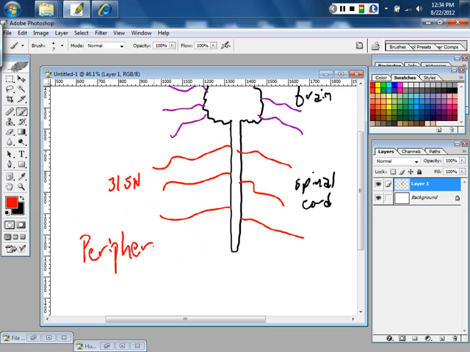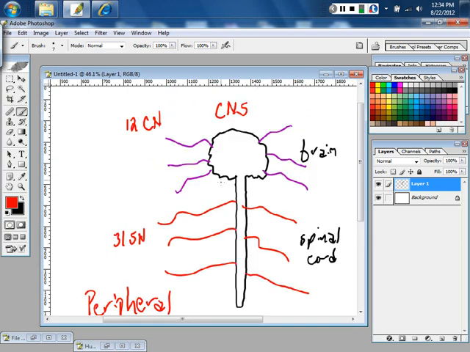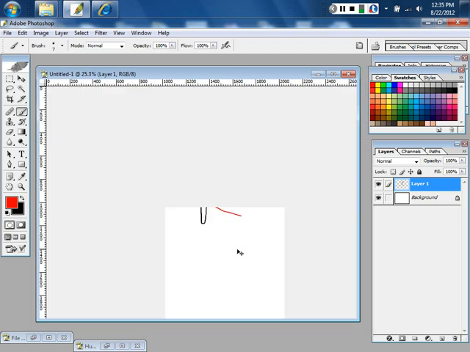So any nerves that remain within the brain and the spinal cord, those are going to be central nerves. And the nerves that come out of the brain and out of the spinal cord, those are going to be peripheral nerves. Does that make sense? That should be real simple. Very good. Okay, now we're just going to look at both of them. We're going to really focus on the peripheral nervous system.